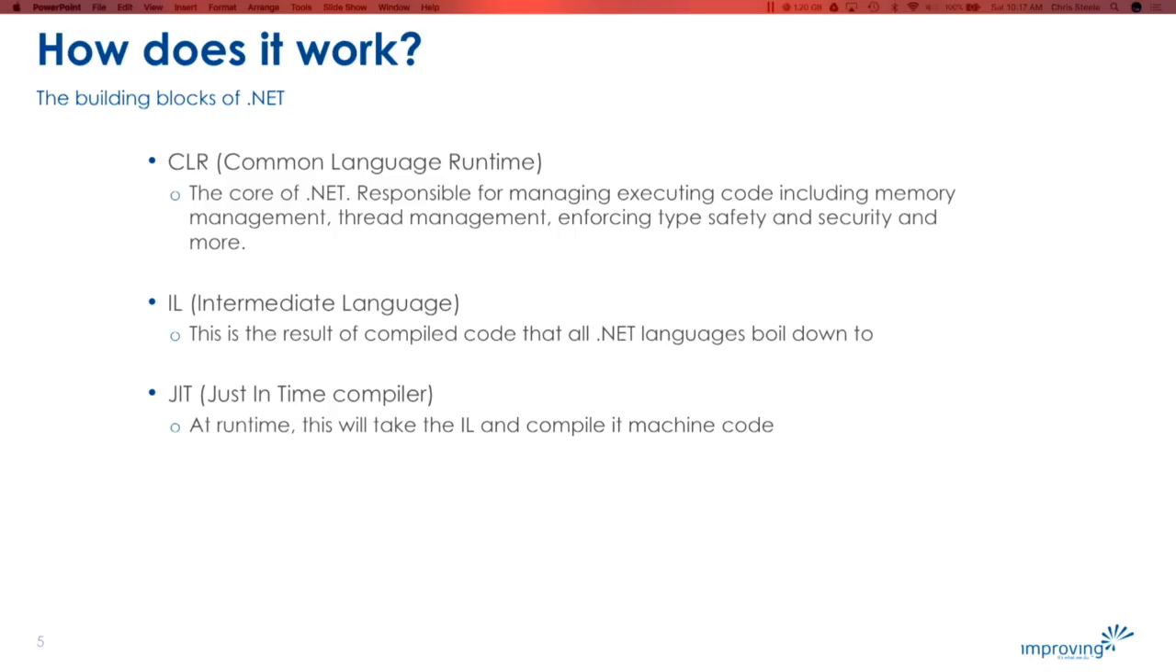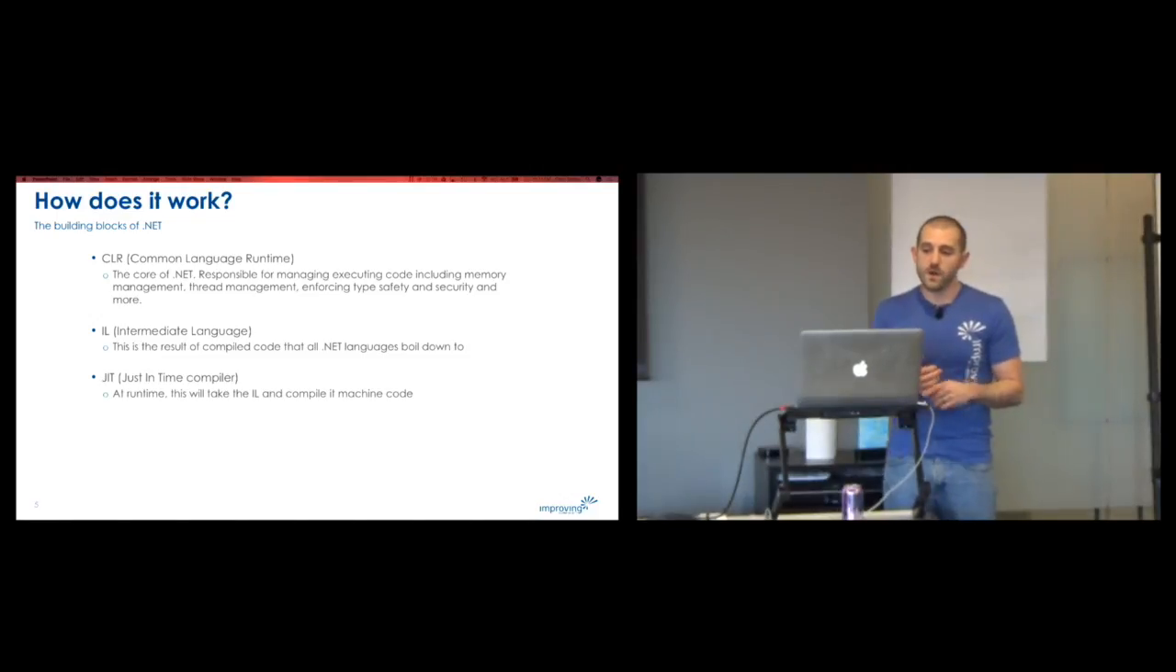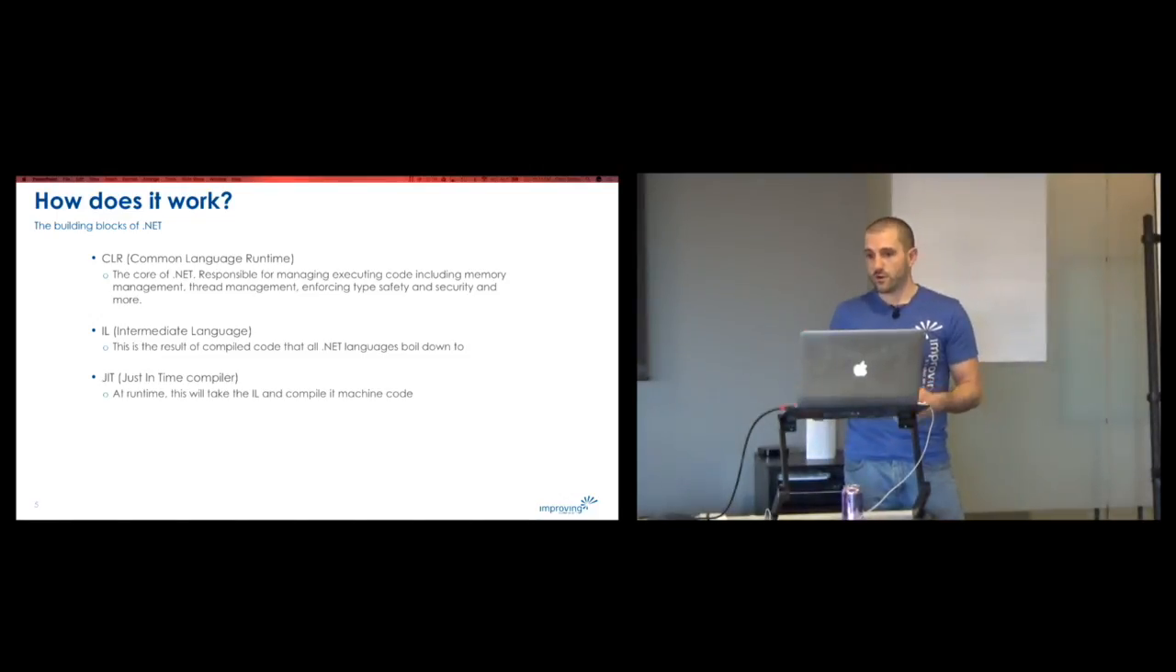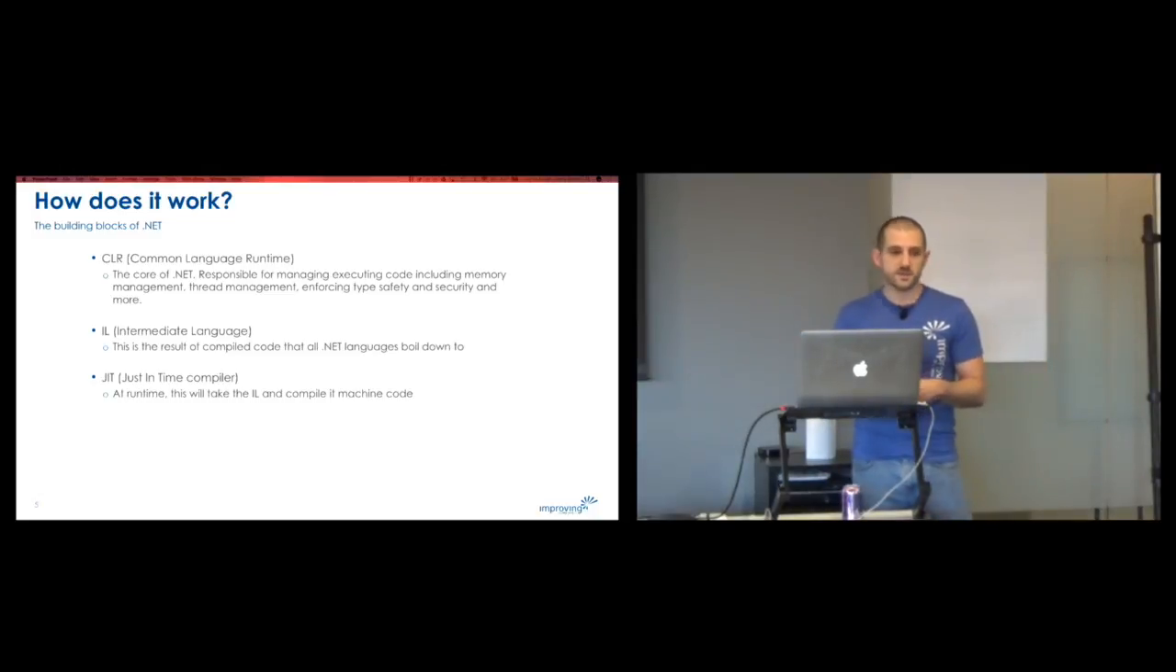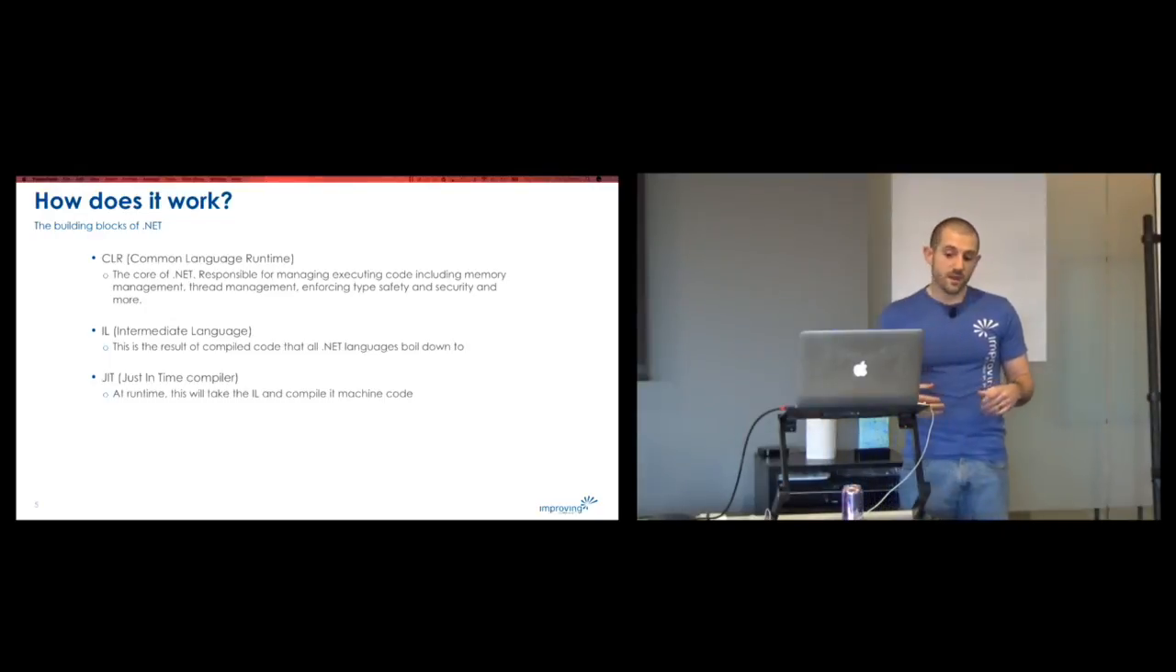So how does it work? Well, first there is a thing called the Common Language Runtime, and this is essentially the core of .NET that's responsible for executing your code, memory management, thread management, and there's type safety and security.